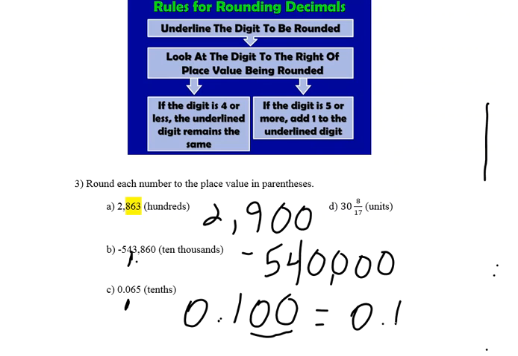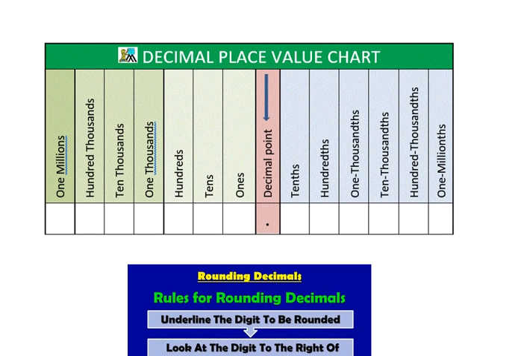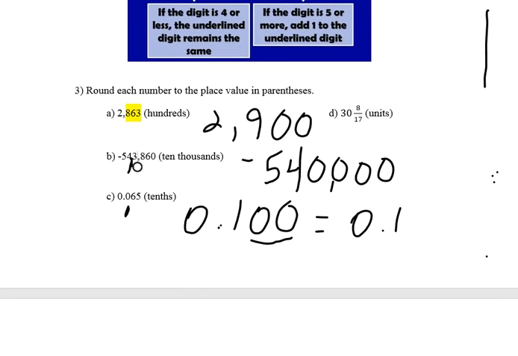Okay, our last one is D. It says use the units. And I did this one because the textbook that we're using uses the term units. Units on our place value chart is the same as the ones place. So units is the same as ones. So it's the first place to the left.